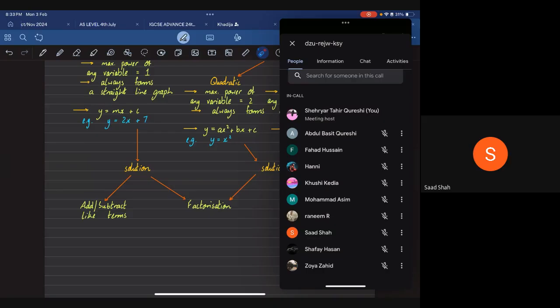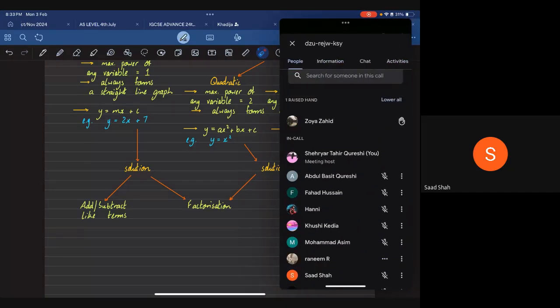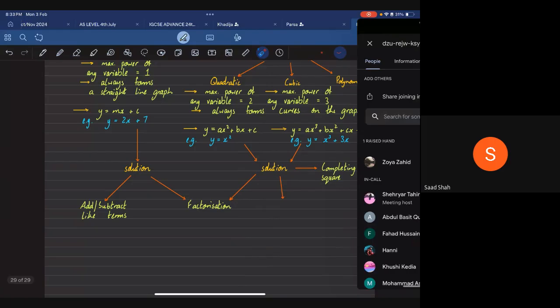Let's ask Ranim. Yes, Ranim. What do you think? How can I solve a quadratic equation? Any idea, any opinion that you might have, Ranim? Anything that you think can be used? Come on, Ranim. Think. Okay. I'll have to give it to Zoya then. Yes, Zoya.